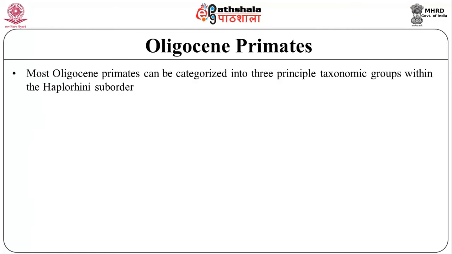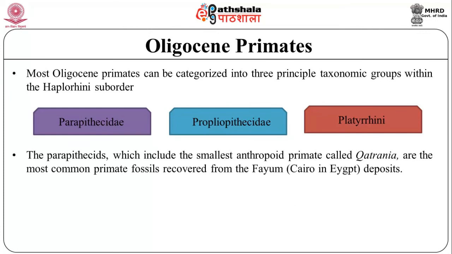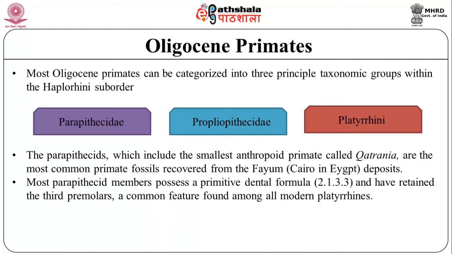Most Oligocene primates can be categorized into three principal taxonomic groups within the Haplorhini suborder, that is, Parapithecids, Propliopithecidae, and Platyrrhini. The Parapithecids, which include the smallest anthropoid primate called Qatrania, are the most common primate fossils recovered from the Fayum, that is Cairo in Egypt, deposits. Most Parapithecid members possess a primitive dental formula, that is 2133, and have retained the third premolars, a common feature found among all modern Platyrrhines.